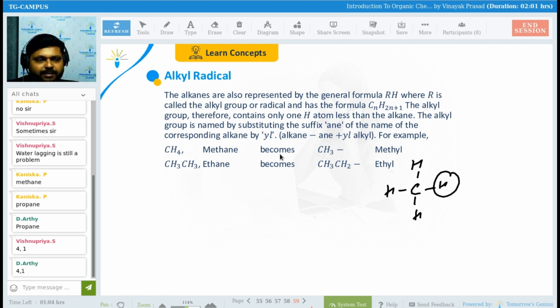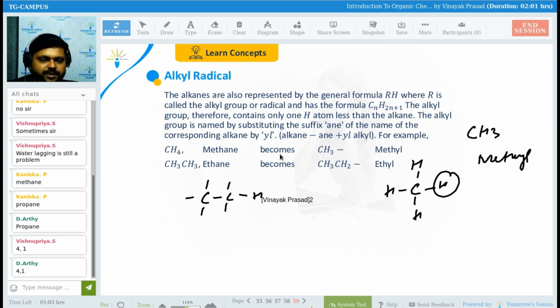So this is what? One carbon is there. So the one carbon name is what? Meth. So if CH3 is there, it will be called as what? Methyl. Let's suppose we are having 2 carbon, and we are removing what? 1 hydrogen from here. Let's take it from anywhere. We are removing this hydrogen, so we are left with only 5 hydrogen. So this is what? Ethyl.